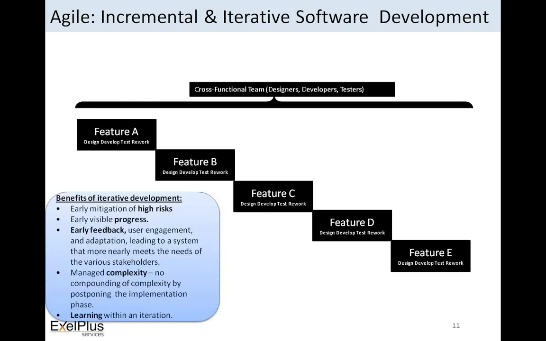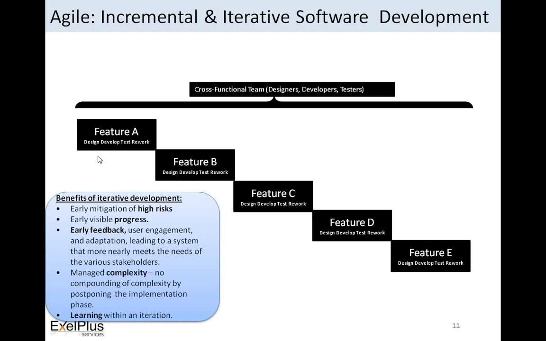So what are the benefits of this approach? Since we are able to deliver the feature much earlier, and we are showing the working feature, the risks involved in that particular feature are mitigated much earlier. And the visibility of the progress of the software development, the way in which the team is going, is visible much earlier rather than showing it in the end. Because of early feedback and user engagement, the adaptation to the feedback from the customer and to meet the needs of the various stakeholders is much better.